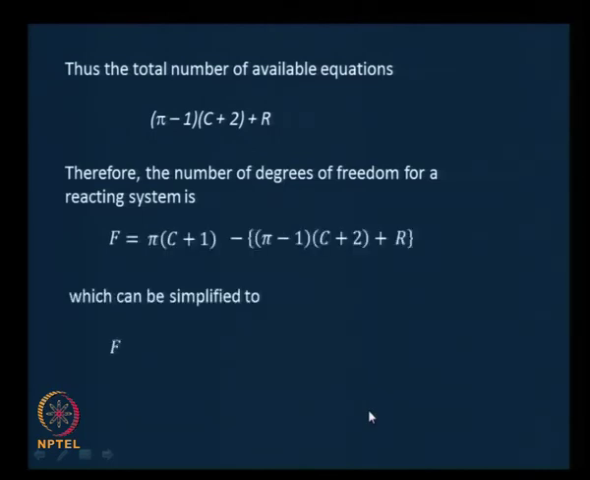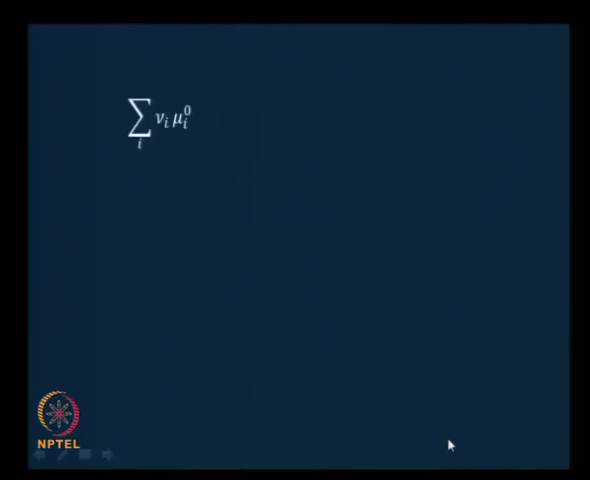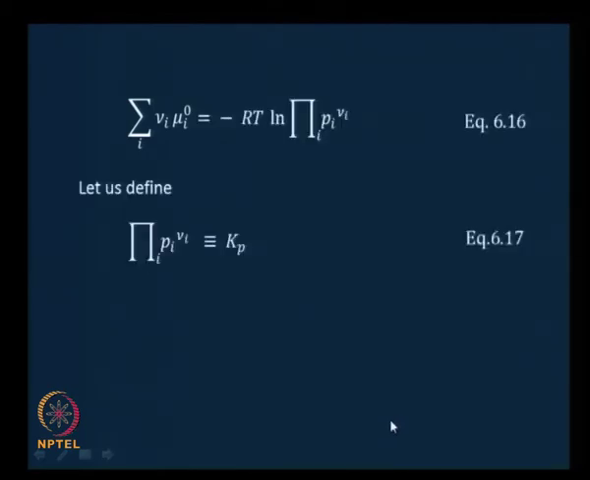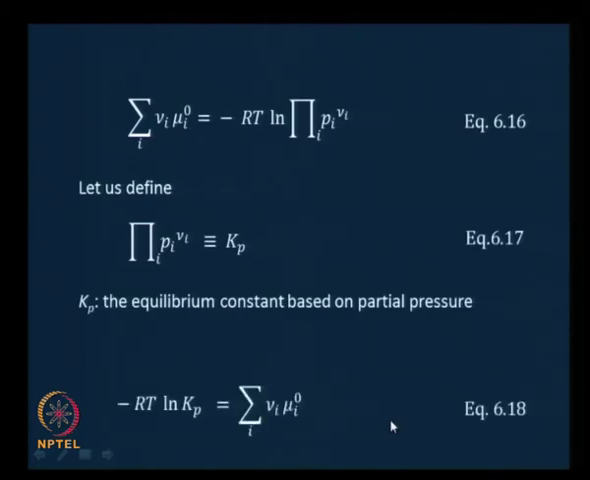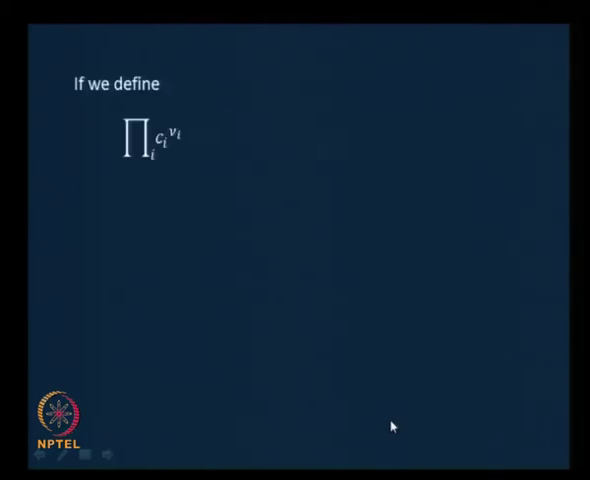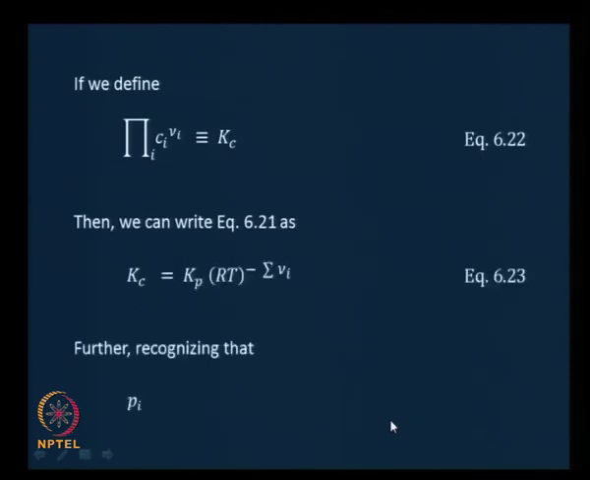For the phase rule, we just saw that the phase rule for a non-reacting system just gets modified by a minus R for a reacting system. The number of degrees of freedom reduces by the number of independent equations in that system. And then we defined the various equilibrium constants. I will let you see that on your own, Kp, Kc and Ky.